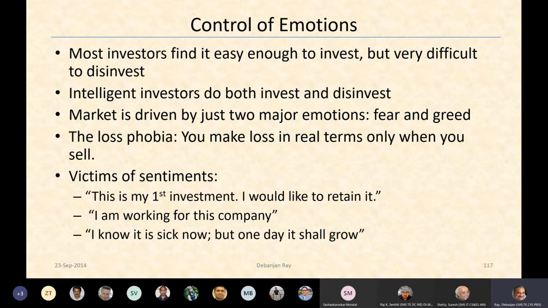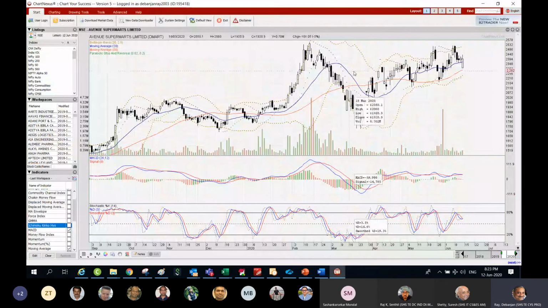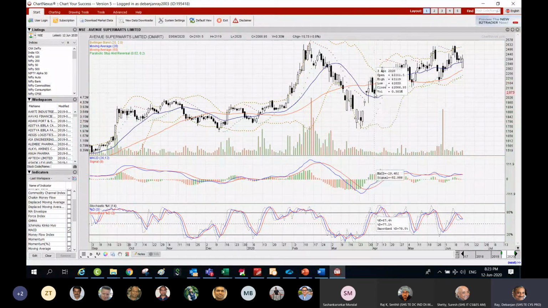I can show you. I mean, in order to know the fear and the greed, you do not have to be a very good investor. You can see. Even a stock like Avenue Supermarket has fallen into the trap of the fear. Okay, and then slowly, slowly, then the hope has started.